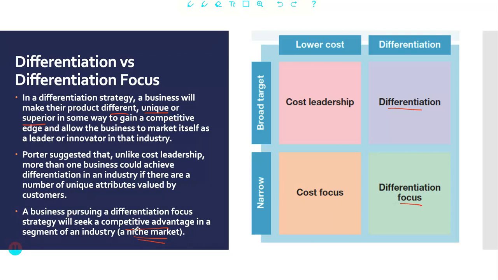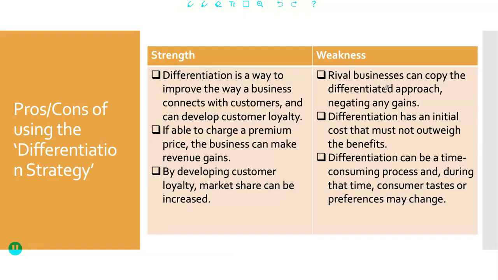Now, what is a little bit different? Unlike cost leadership, where only one business could have cost leadership, Porter suggests that many businesses will be able to differentiate in a market because they're all going to come up with different reasons why they are different. And this will mean that customers will view them differently. So I do want you to think about how, for example, Coles and Woolworths are both, in a way, taking a differentiation approach, but customers will view it differently.